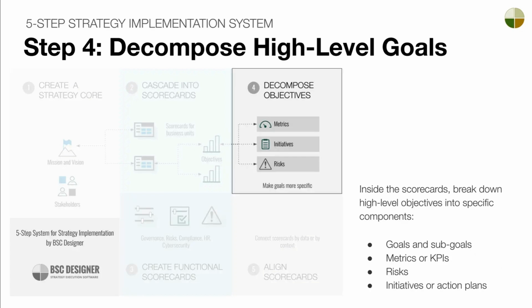Step 4. Decompose high-level goals. Once the structure of your scorecards is in place, it's time to break down the strategy into more specific parts. Goals or sub-goals, metrics, risks, initiatives, or action plans. We need to define clear, measurable goals and link them to specific actions that will drive results. Who should do this breakdown? Ideally, the team members who are responsible for working at that level.